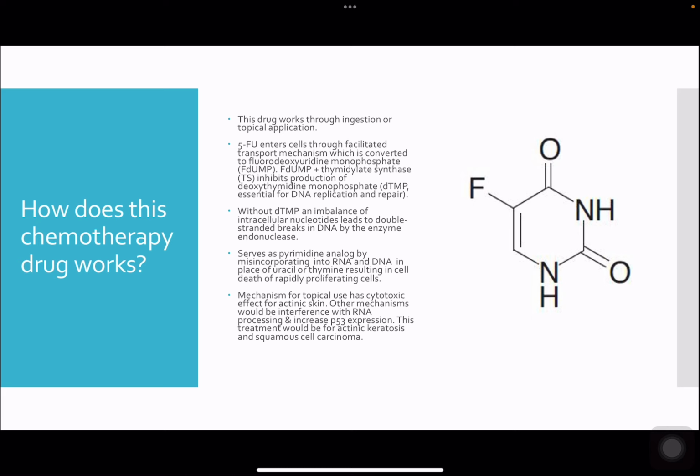The mechanism for the topical use of this drug is a cytotoxic effect on actinic skin. Other mechanisms of this drug would be the interference with RNA processing and an increase in p53 expression. This treatment would be for actinic keratosis and squamous cell carcinoma. As you can see, this is another structure of the drug.